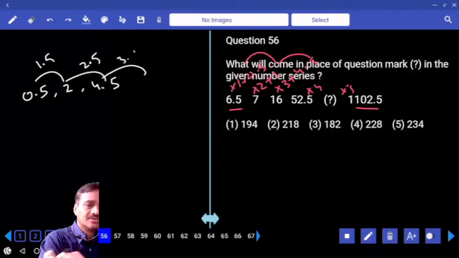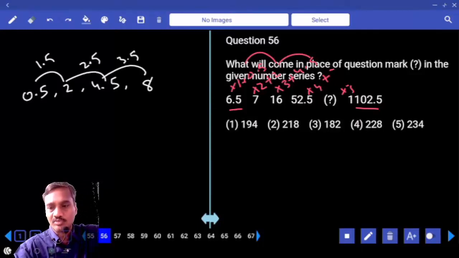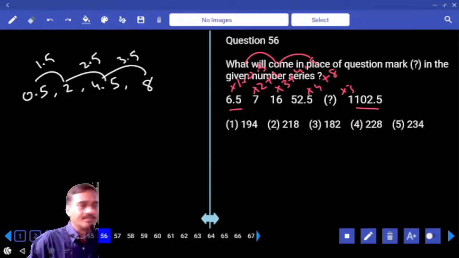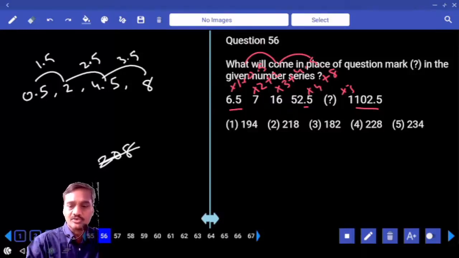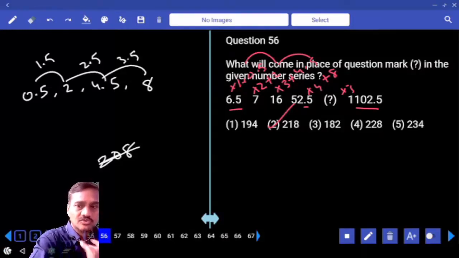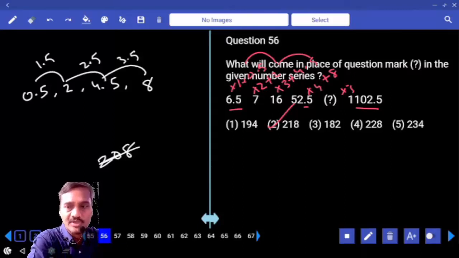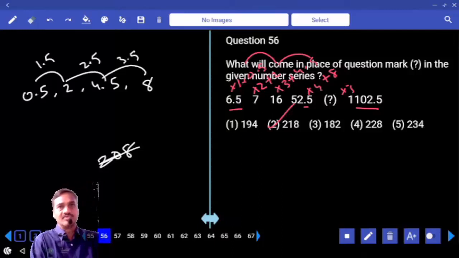Next difference is 3.5. And 4.5 plus 3.5 is 8. Now into 4 plus 8. 52 into 4: 50 into 4 is 200, 2 into 4 is 8, so 208. 0.5 into 4 is 2, and 210. Then plus 8, 218. 218, choice. Clear now? Into 1 plus 0.5, into 2 plus 2, into 3 plus 4.5, into 4 plus 8 and so on. Hence, what is the number we have? 218. That is choice 2, question number 56.